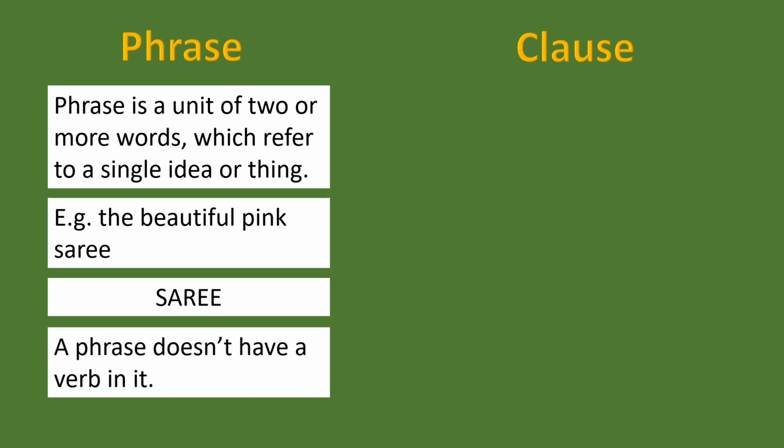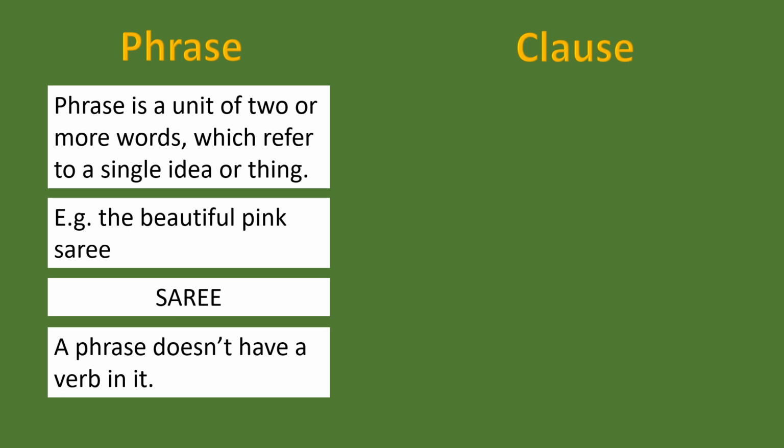And remember, in a phrase, there will never be a verb in it. So, in a phrase, there should not be a verb. If a verb is there, it cannot be called a phrase. Then what about the example here? The beautiful pink sari. Is there any verb among those four words? No. Hence, it is a phrase.